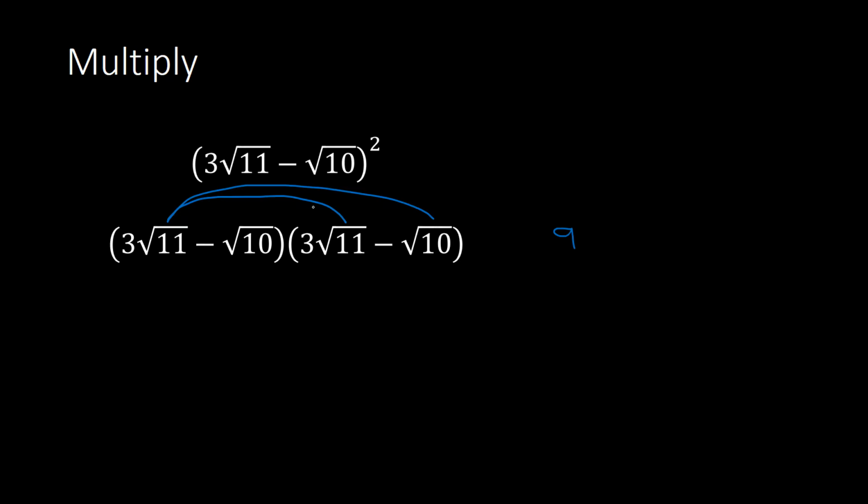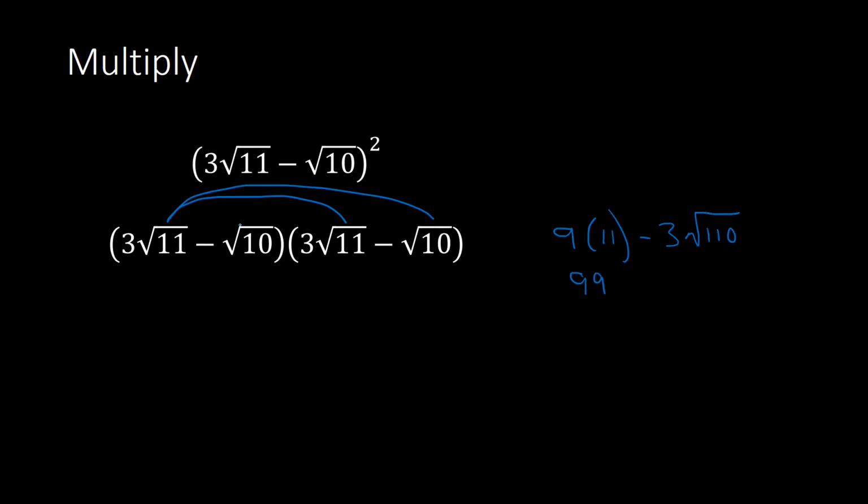The square root of 11 times the square root of 11 will get rid of the radical sign, and I'm left with just an 11. So I have 9 times 11, which would just be 99. And then 3 square root of 11 times negative square root of 10 would give you a negative 3. The 3 stays by itself, and you can combine the radicals, square root of 11 times the square root of 10, to get square root of 11 times 10, which would be 110.